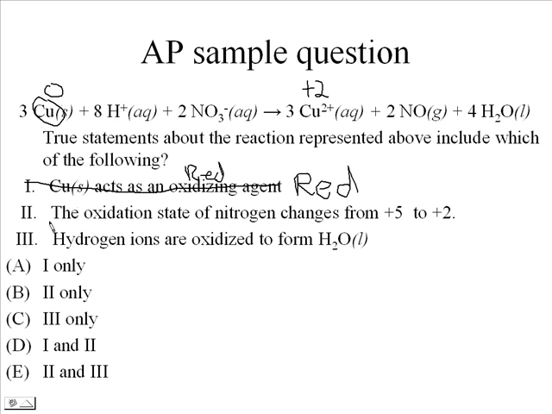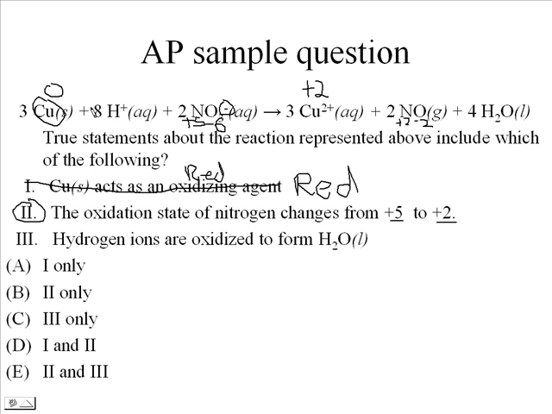Okay. Number 2 says the oxidation state of nitrogen changes from plus 5 to plus 2. On this side the oxygen is minus 2 and there's 3 of them, so that's minus 6. Therefore the charge on nitrogen must be plus 5 to get back to our negative 1. So that part is right. On this side, oxygen is negative 2. Therefore, nitrogen must be plus 2. So yes, it does go from plus 5 to plus 2.